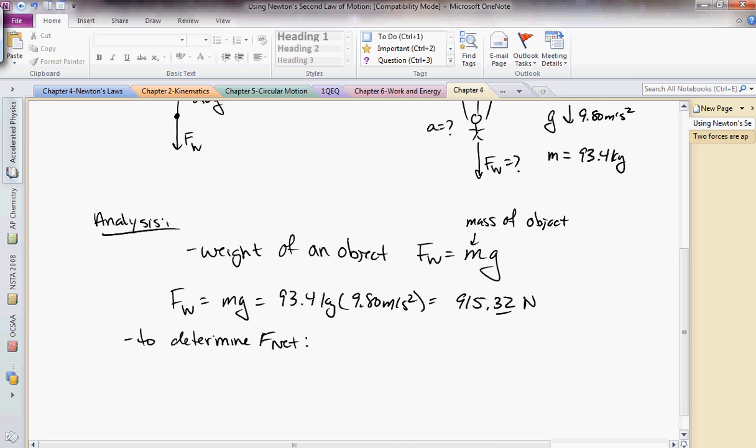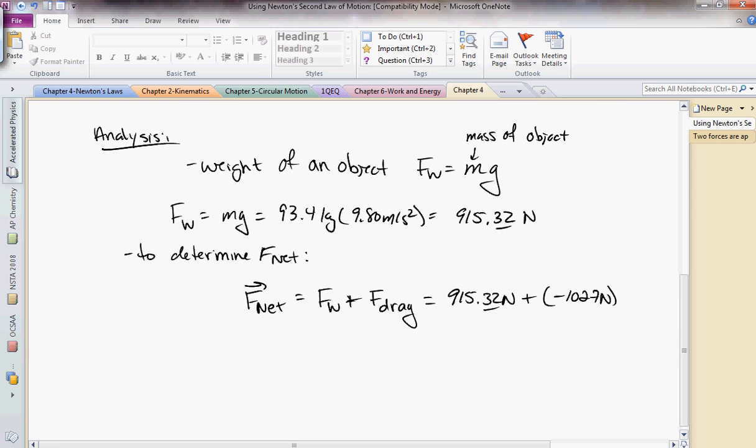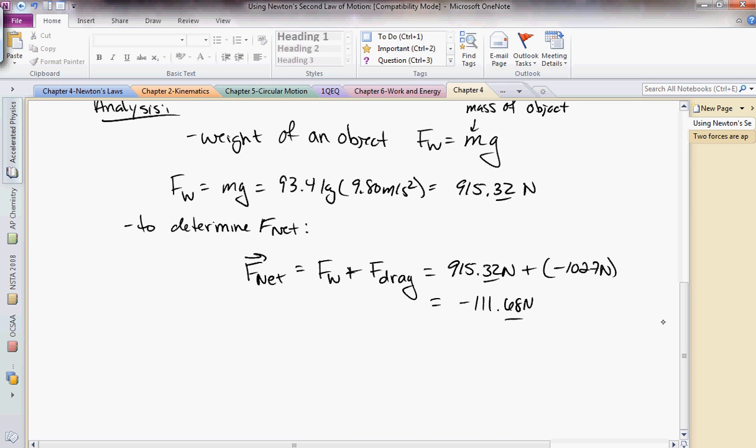which is what we need to get our acceleration, we say that the net force on any object is the vector sum, and I emphasize vector, the vector sum of all the forces acting on that object. So in this case, it's going to be the weight of the skydiver plus that drag force being applied to him. So plugging those two numbers in, we have his weight being a positive 915 newtons, and then we have that drag force being negative because it's pointing in the negative direction, negative 1027, and we get a net force equal to negative 111.68 newtons. Again, the 0.68, these are extra sig figs, we'll just carry through to the end.